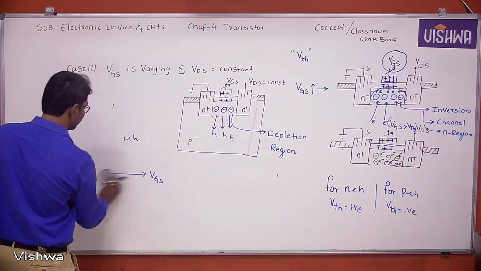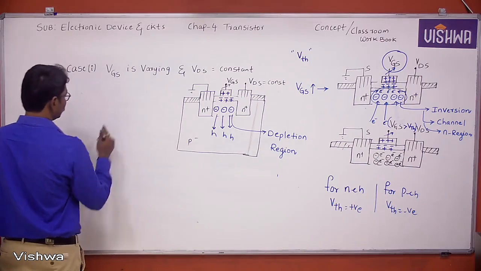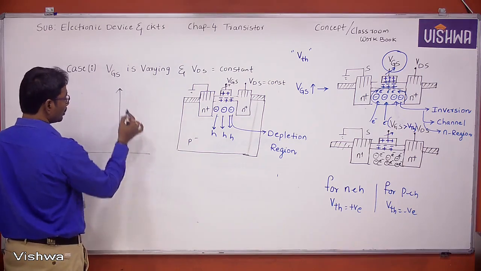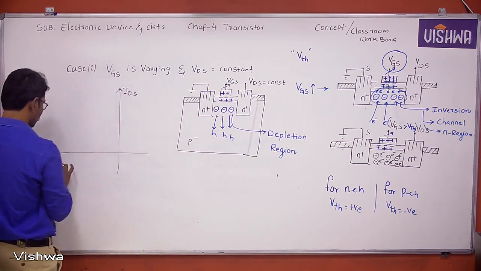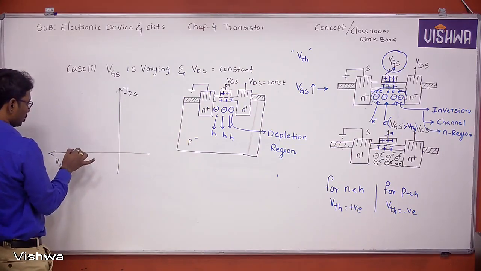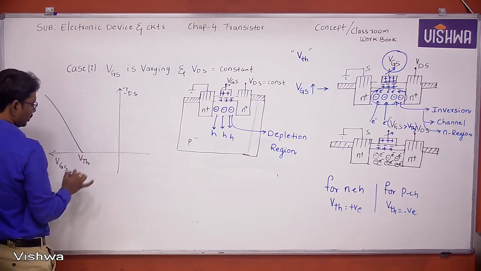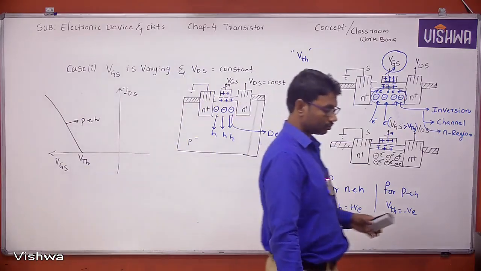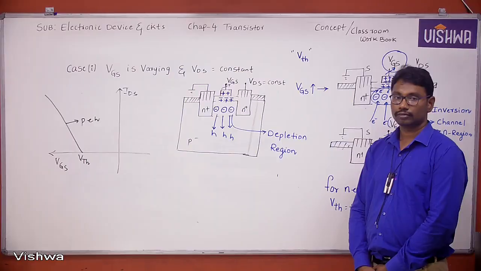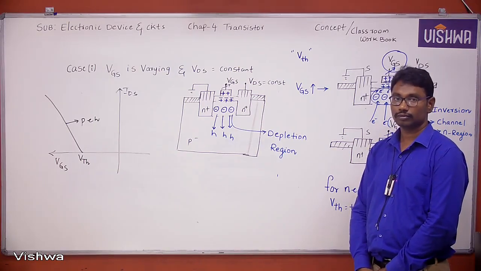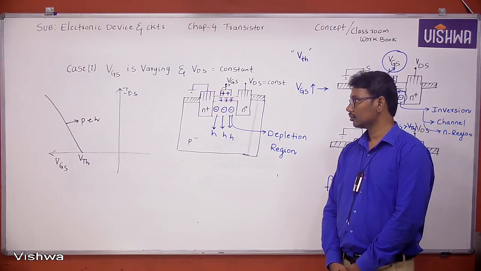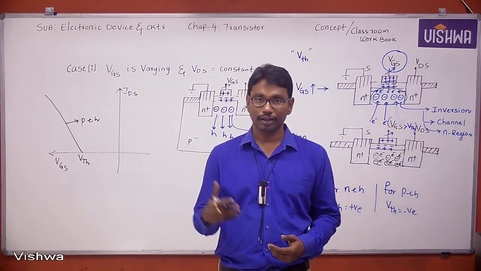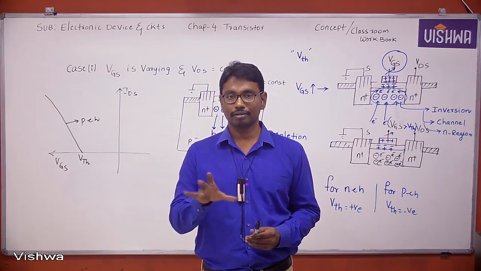See, for a P channel, how are the transfer characteristics looking? For a P channel, just now I told you the threshold voltage is negative, meaning VGS is negative. This is the negative axis. The characteristics are like this. This VTH is negative. Copy. This is for a P channel. Copied now? Thank you. I think in the next lecture I will explain case 2. With that, the total MOSFET operation is completed.